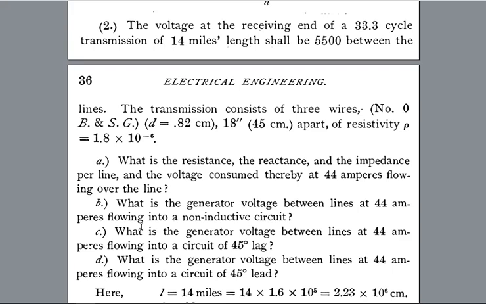C. What is the generator voltage between lines at 44 amperes flowing into a circuit of 45 degrees lag? D. What is the generator voltage between lines at 44 amperes flowing into a circuit of 45 degrees lead?